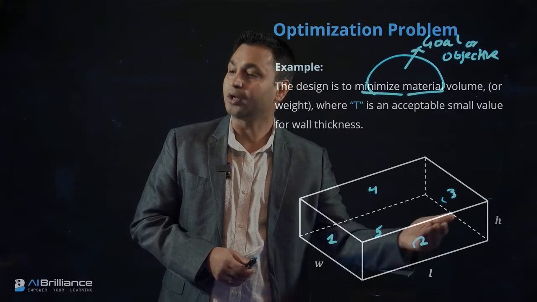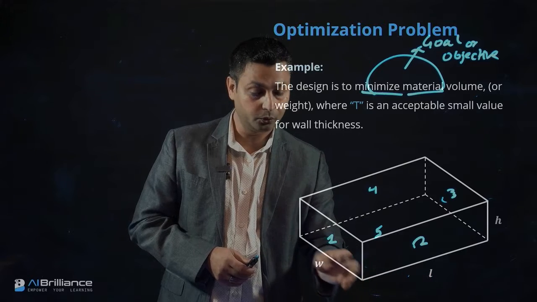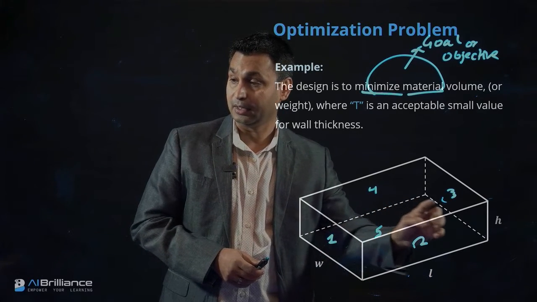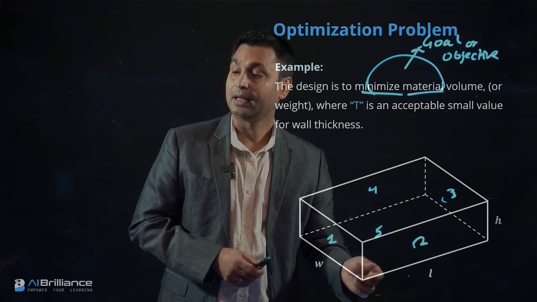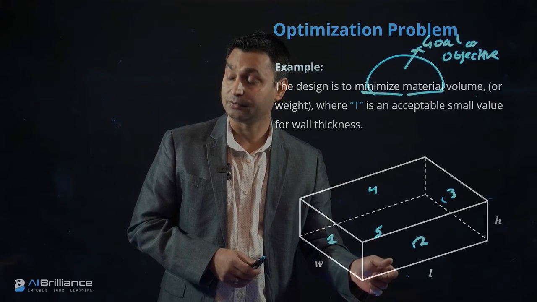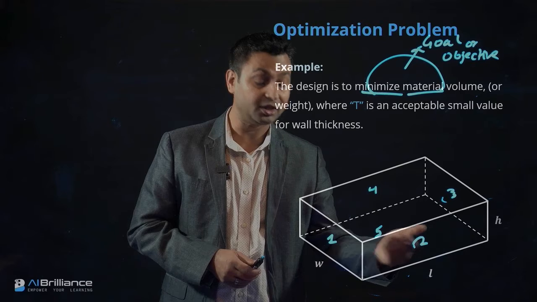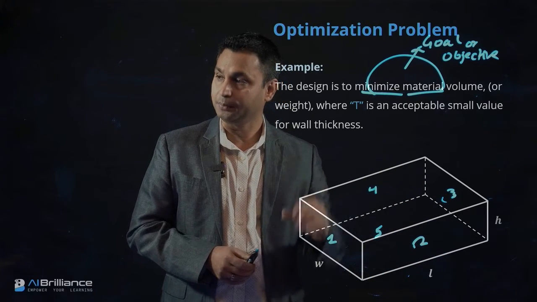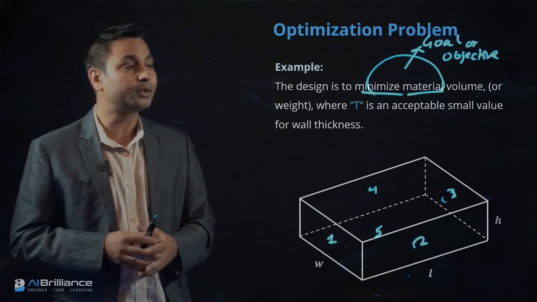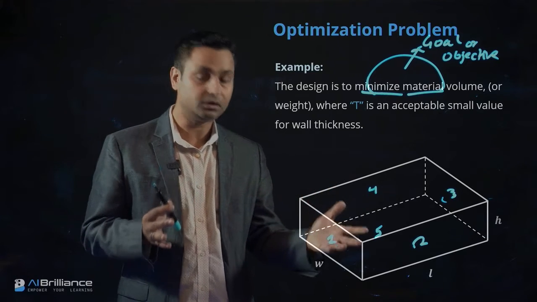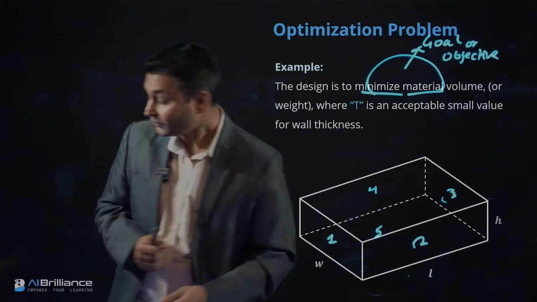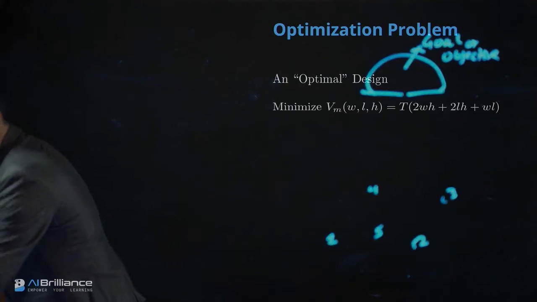And then we take the bottom piece, which is length times width, which gives me the area of this rectangle, and that multiplied by the small thickness gives me the material that goes into making part 5, or the base part of it. And then I can add them up, and that will give me the overall material volume that goes into making this tray itself. So let's see how we can use this information, and then how we can write it.